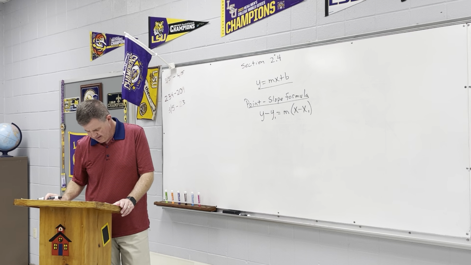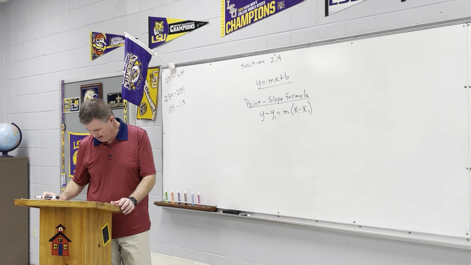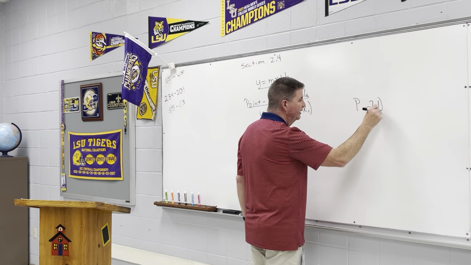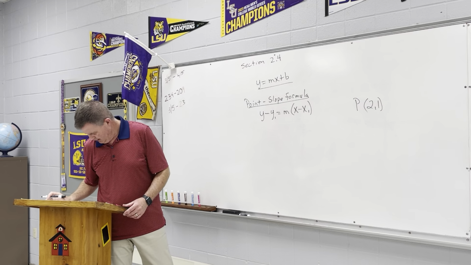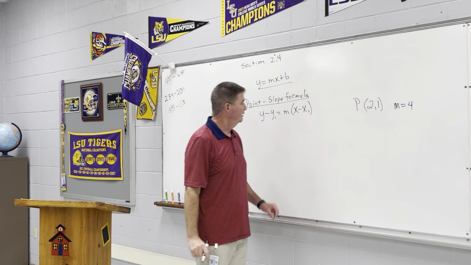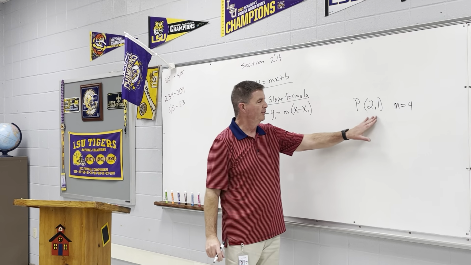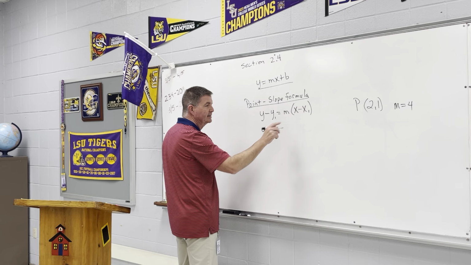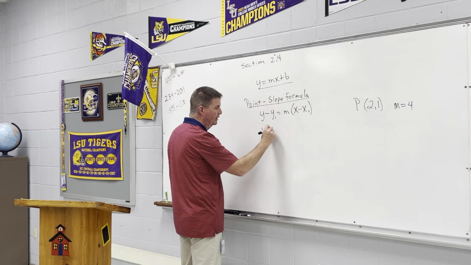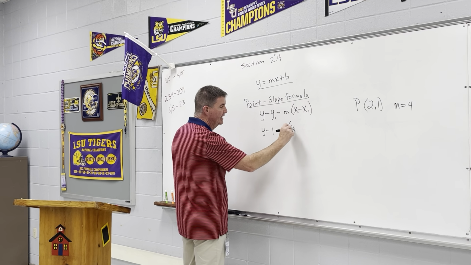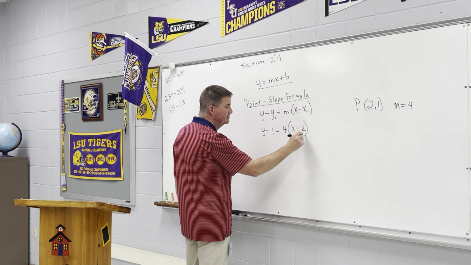So it says, write the equation of a line passing through point (2, 1) with a slope of 4. Well, again, point slope formula, we have a point, we have a slope, we can fill it in. So this is going to be y minus the y coordinate. The y portion is what? 1, so y minus 1 equals the slope m times x minus the x coordinate, which is 2.